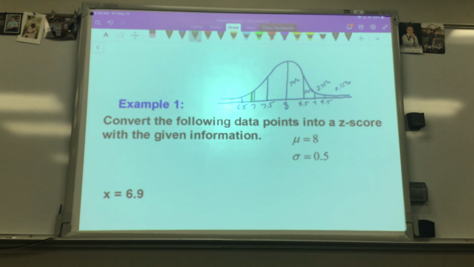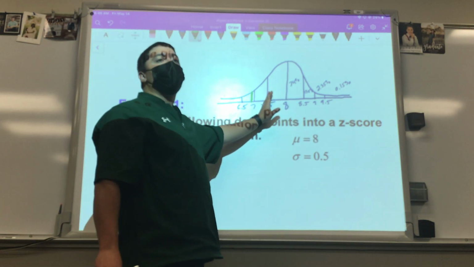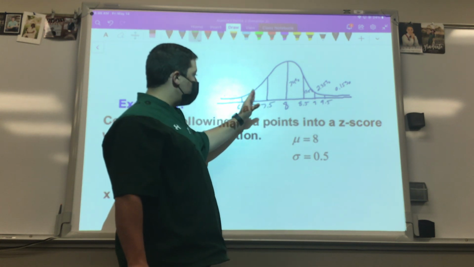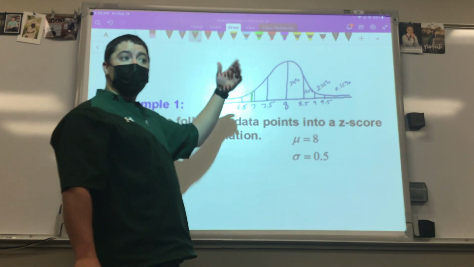The other thing too: when I go left of the mean, my mean's at 8 and I go left of that, this is a z-score of -1, -2, -3. So in this case, when we do 6.9, it's going to be -2 point something, isn't it? And that's what we're looking for.